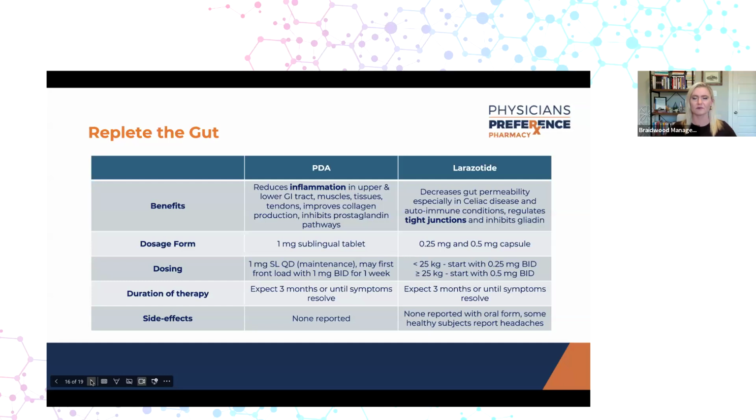And then with side effects, I don't think we've had any reported with the PDA. Again, this is just a replacement of what your body naturally makes, which is BPC 157, which I hadn't mentioned yet, but your body naturally makes BPC 157 in the gastric juices 24/7. And it's just that plus an arginine molecule attached to it. The larazotide studies have shown that in healthy subjects, some of them reported headaches, but not those that were originally symptomatic. They did well.